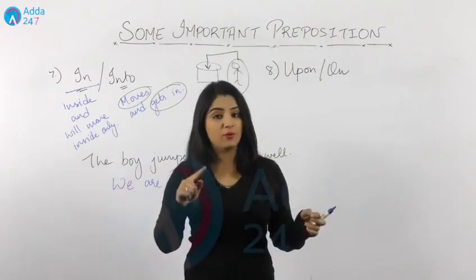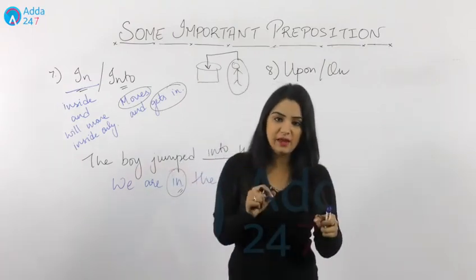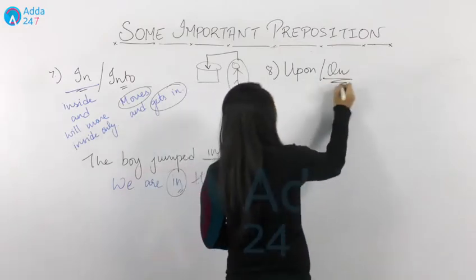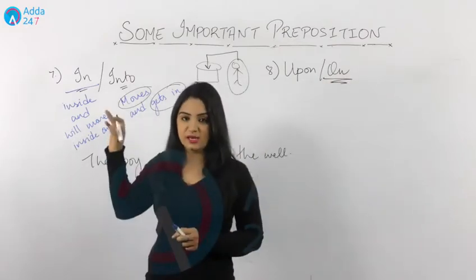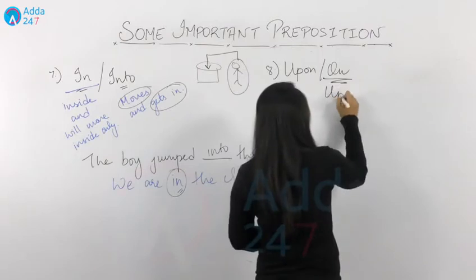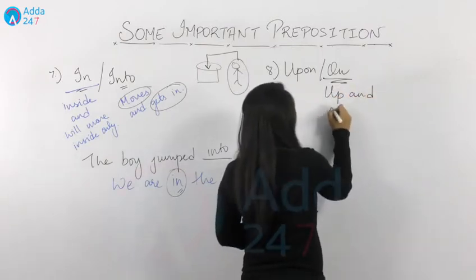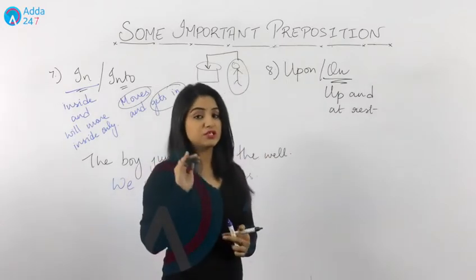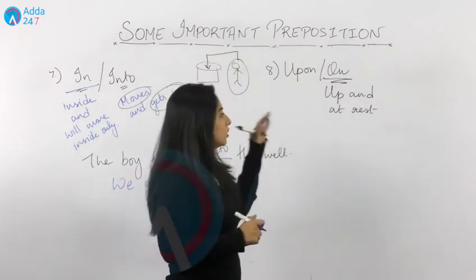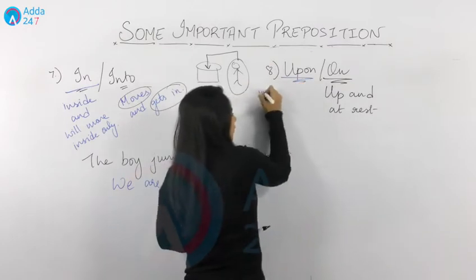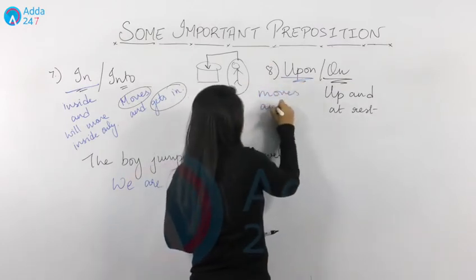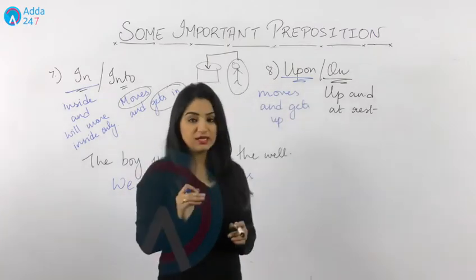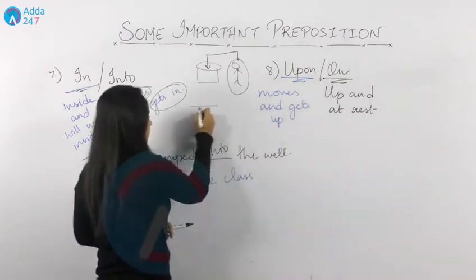Next is on and upon. Now on and upon have same difference as in and into. What is there? On, just like in, it is up and at rest. Something is up and at rest, that means it's not moving from there, then you use on. But upon is moves and gets up.